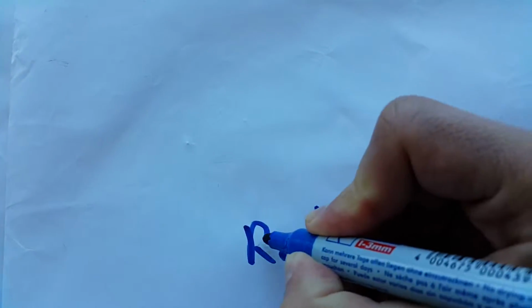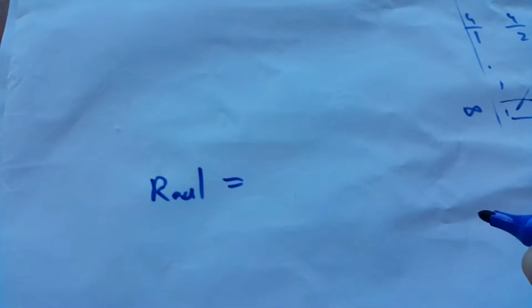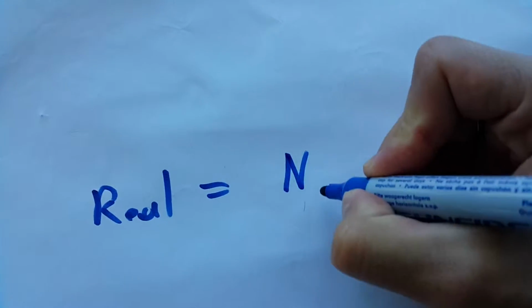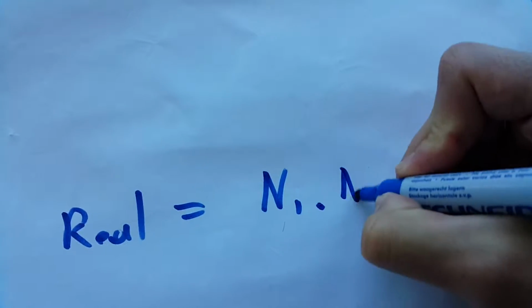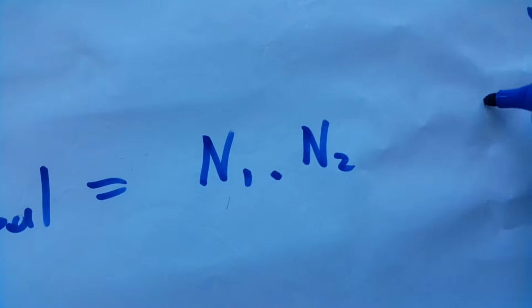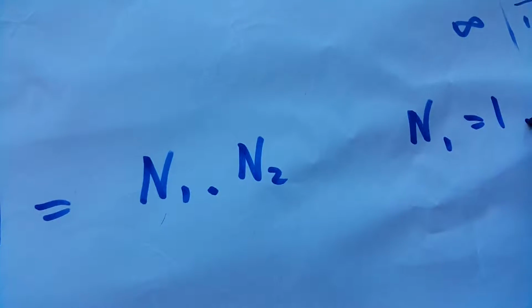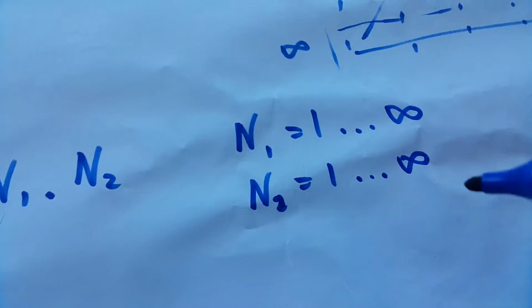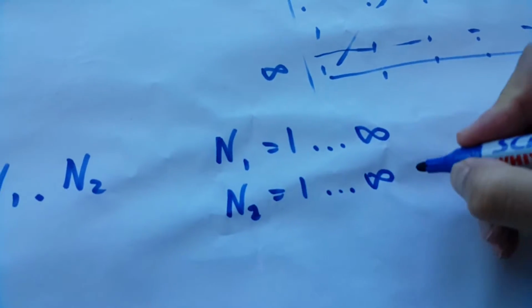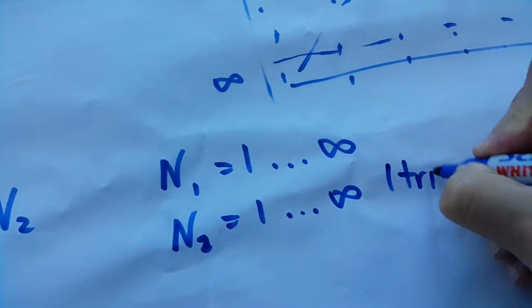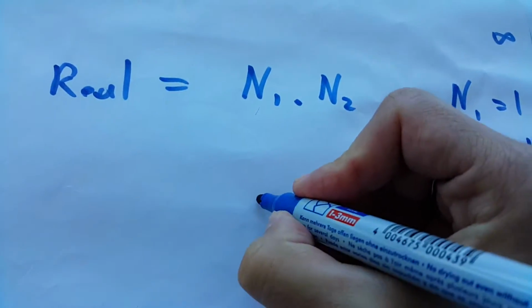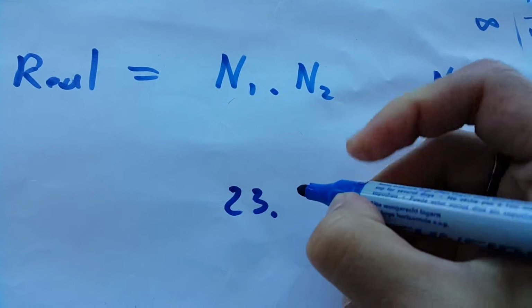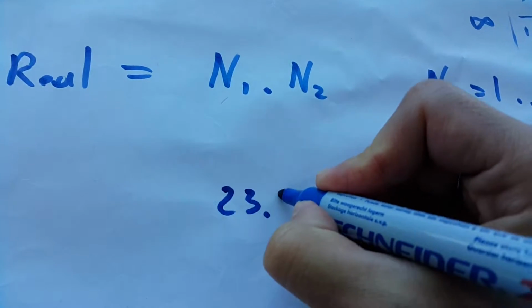Okay, so now let's go to real numbers. How do we define real numbers? I would prefer to write them as n1 dot n2, where n1 is from 1 to infinity and n2 is from 1 to infinity. But not exactly. There's a bit of a trick here, because if we have a number like 23.01, for example, right?